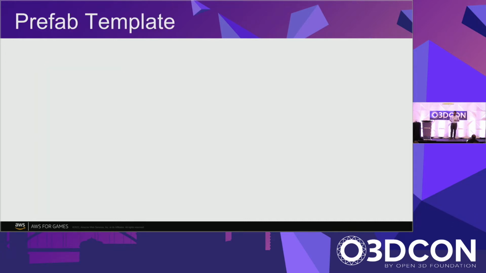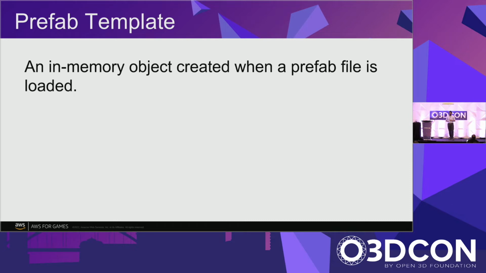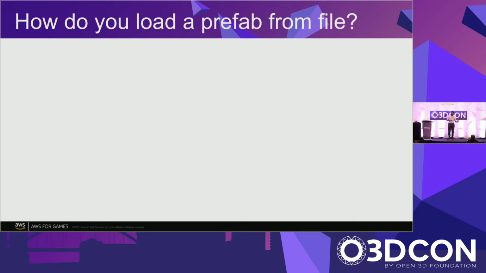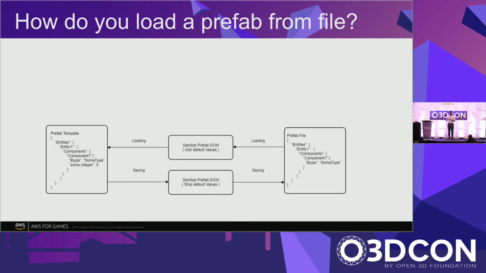So the first thing that we'll be looking at is prefab templates and how they are loaded and saved. So a template is basically an in-memory object that is created when a prefab file is loaded. So we saw that a prefab file is a bunch of JSON text, and we load it into the editor. We create something called a prefab template object. Now, the loading process looks something like this.